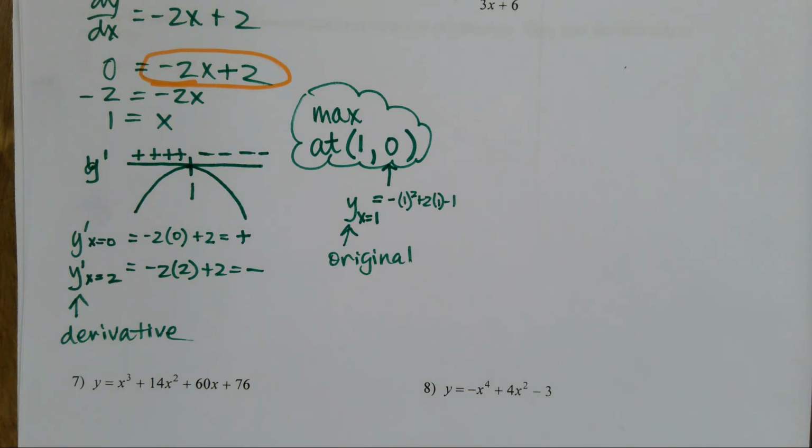How does it get 0? Or where does it get the 0 from? I took 1 and plugged it into the original y function, the one that was given up at the top. And it's the opposite of 1 squared, which is negative 1. Negative 1 plus 2 is 1. 1 minus 1 is 0. So I just evaluated that. Okay? All right.